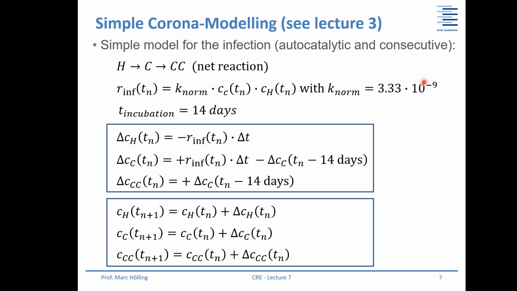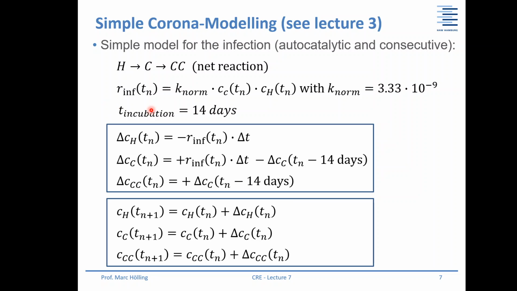And for the normal condition, so normal condition here means the normal life that we had before the pandemic, so with football, with full football stadiums, with restaurants open, with sitting around in beer gardens and so on, there you had a rate constant of 3.33 times 10 to the power of -9. Okay, this is just fitting of data.